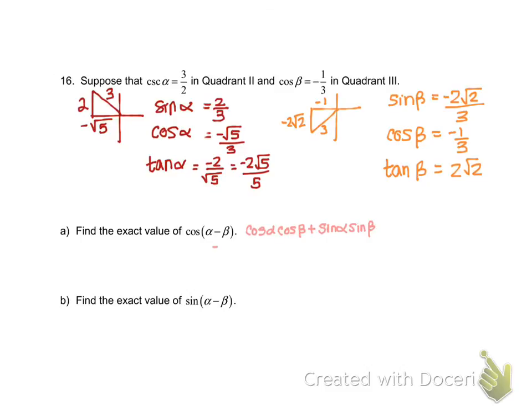So cosine of alpha minus beta is going to be negative root 5 over 3 times negative 1/3 plus 2/3 times negative 2 root 2 over 3. And this simplifies to negative root 5 minus 4 root 2 all over 9.